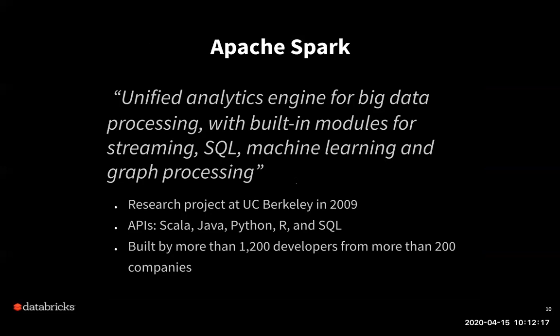So Apache Spark, again, was that unified analytics engine for big data processing with built-in modules for streaming, SQL, machine learning, and graph processing. And it started out in 2009, and now it has really become a de facto technology for building our data lakes.